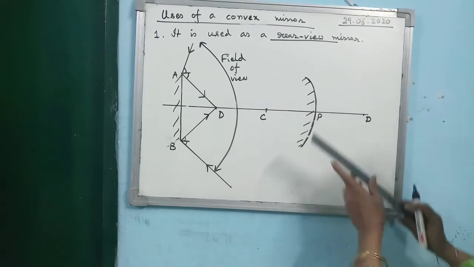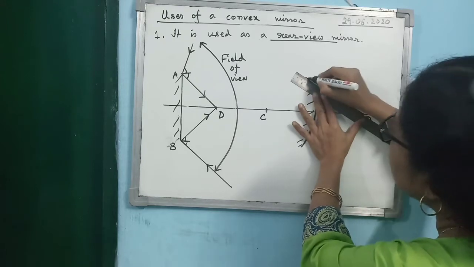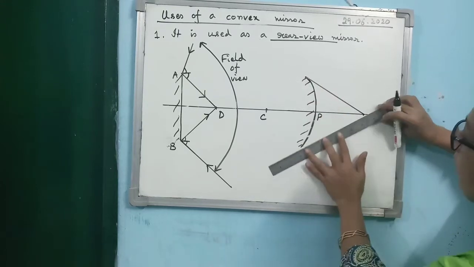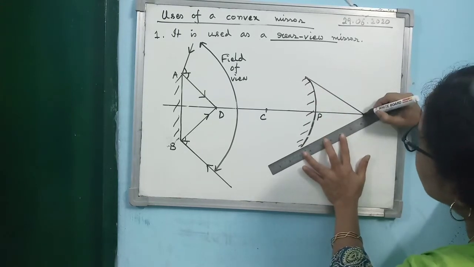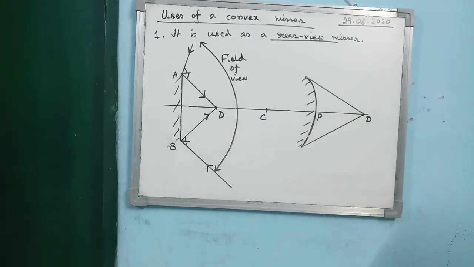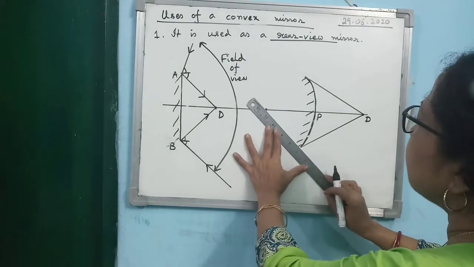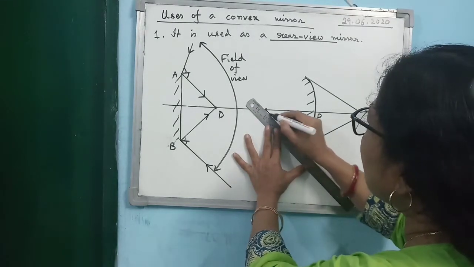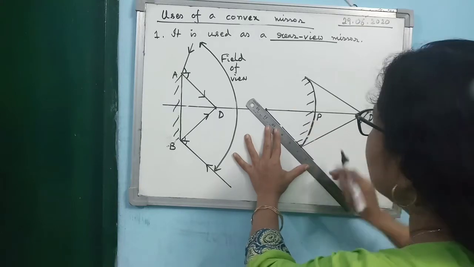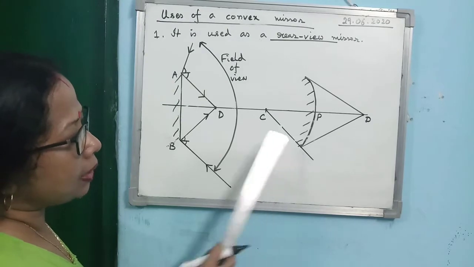Now, come to the convex mirror. How we will draw that one? Join the upper end with D and join the lower end with D. Is that clear? Then you join point C with the lower end. You draw it by a dotted line because this is the normal you are drawing. This is the normal at this point.